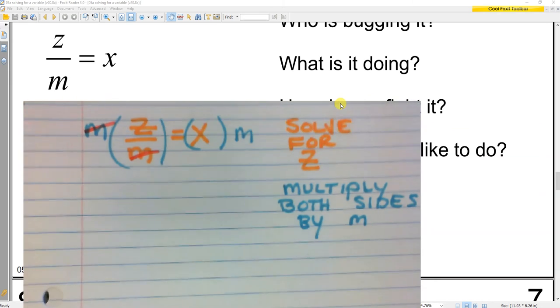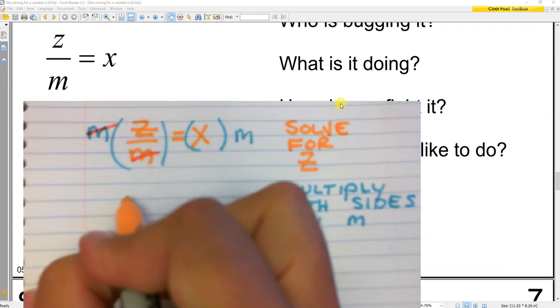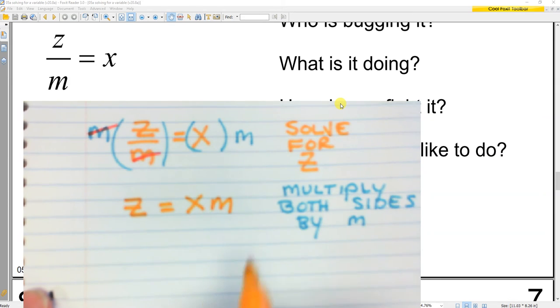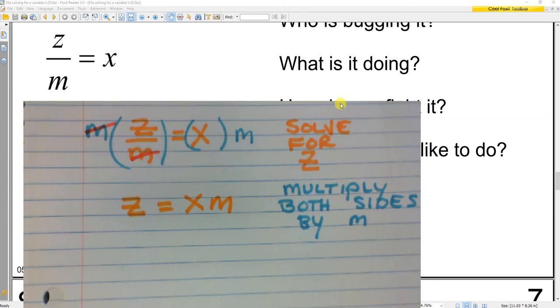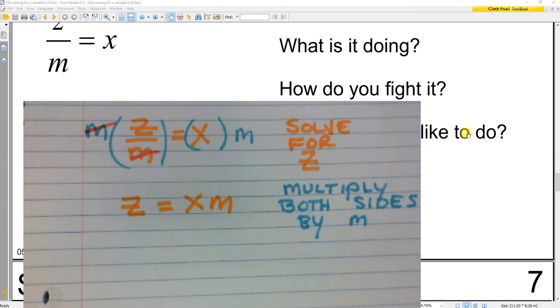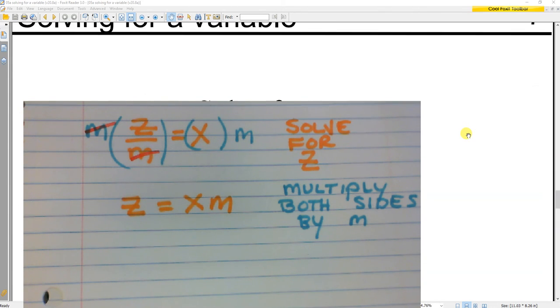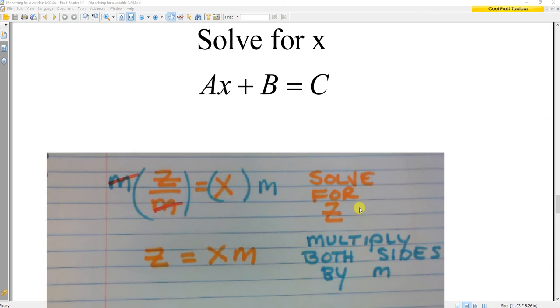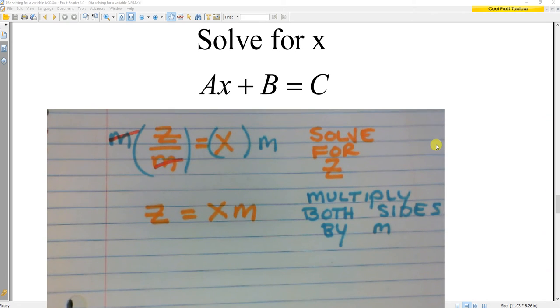What am I left with? Z equals XM. It's the rainbow poster with all variables. All right, let's solve this one for x. We want to get the x all by itself.